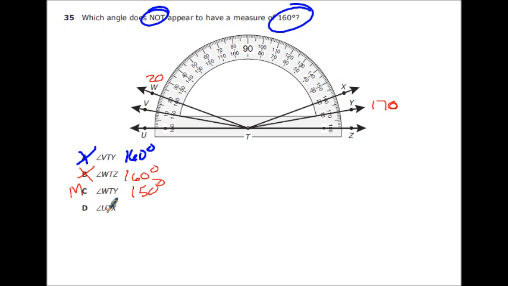Now we have UTX. U crosses at 0, that's my outside number. X crosses at 160. So I get 160 degrees. So that's not possible, so C has to be my right answer.